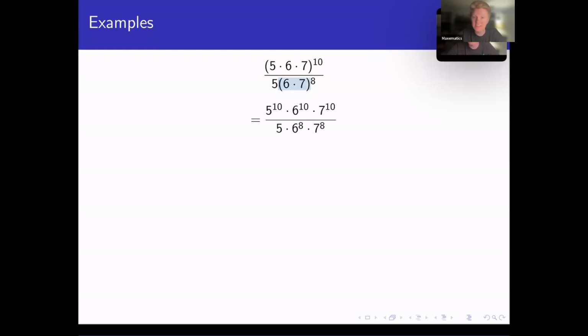5 does not get that 8 because 5 is on the outside of what is being raised to the 8th power. Okay, well, kind of like we did in the last question, notice that we have a pair of 5s, a pair of 6s, a pair of 7s. So let's group those together. 5 to the 10 over 5, 5 to the 10 minus 1, 6 to the 10 over 6 to the 8, 6 to the 10 minus 8, 7 to the 10 over 7 to the 8, again, subtract.